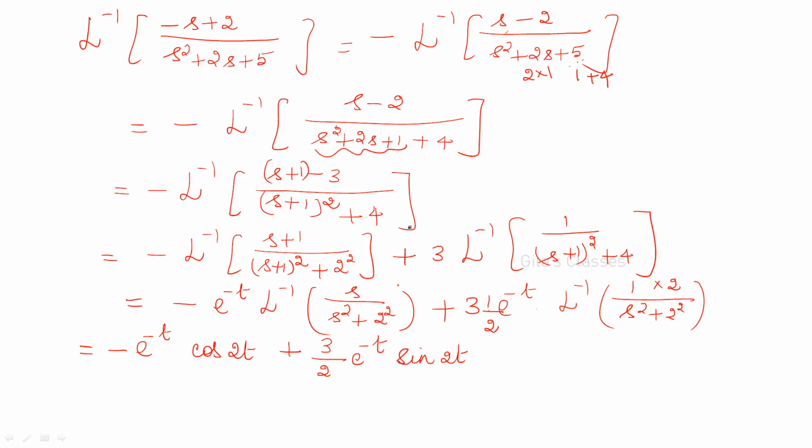So split s plus 1 and separate them using the linearity property. For s plus 1, e power minus t into, since you have s plus a or s minus a, you have to use the first shifting theorem. So minus of e power minus t into L inverse of s by s squared plus 2 squared, plus 3 by 2 into, here actually I want 1 by s squared plus 2 squared if you take e power minus t outside. Because you have a constant, 2 should be there in the numerator. It is not available, so multiply and divide it by 2. Therefore, e power minus t cos 2t plus 3 by 2 into e power minus t sin 2t.